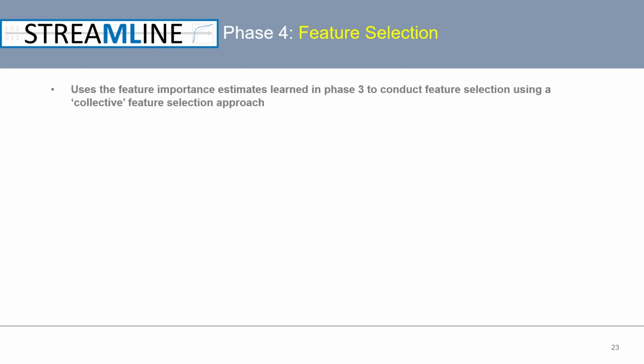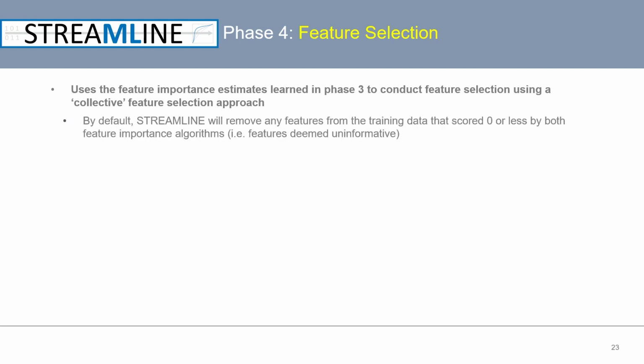Moving on, let's talk about Phase 4, which conducts feature selection. This phase uses the feature importances learned in Phase 3 to conduct feature selection, using what's called a collective feature selection approach. By default, STREAMLINE will remove any features from the training data that scored 0 or less by both feature importance algorithms, as generally, such features are deemed uninformative.